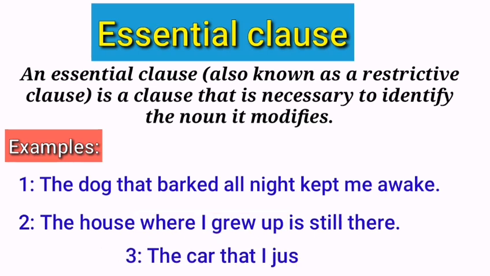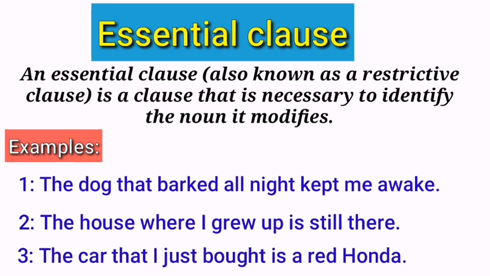The car that I just bought is a red Honda. Observe this example. The group of words, that I just bought, is a restrictive or essential clause. You can observe, it modifies the noun phrase, the car. And, it is not separated with commas. Simply, you can say, all the characteristics exist here. So, therefore it is a restrictive or essential clause.